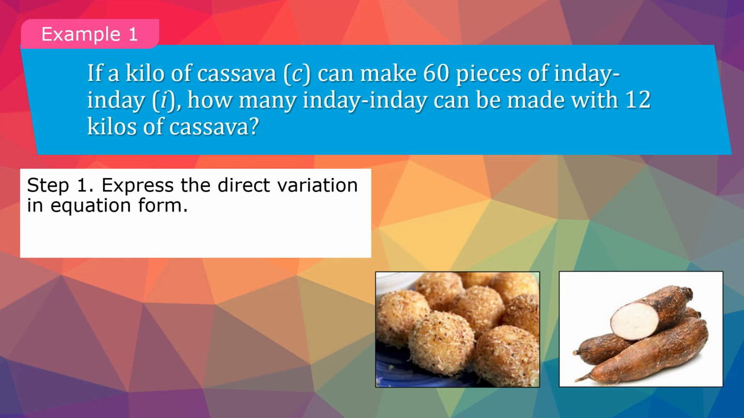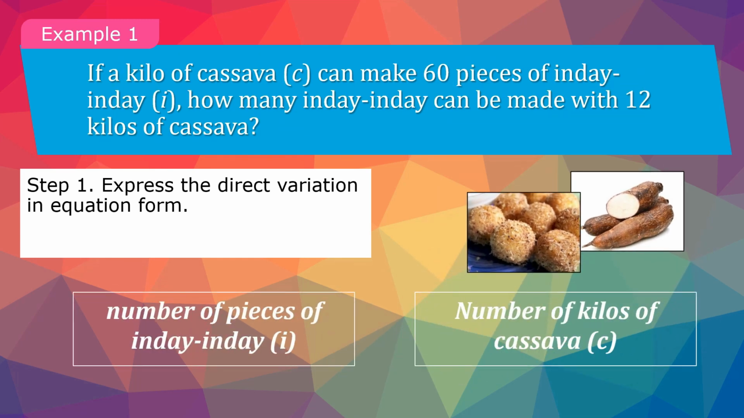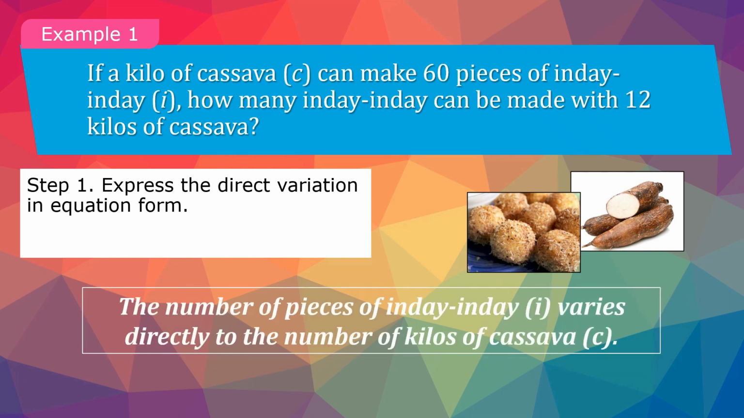Let's do step 1. To do this, we need to identify the variables involved in the problem. And these are the number of kilos of cassava and the number of pieces of inday-inday. Remember that the two variables are directly proportional to one another. Thus, we can say that the number of pieces of inday-inday varies directly to the number of kilos of cassava, in equation that is I is equal to K times C.